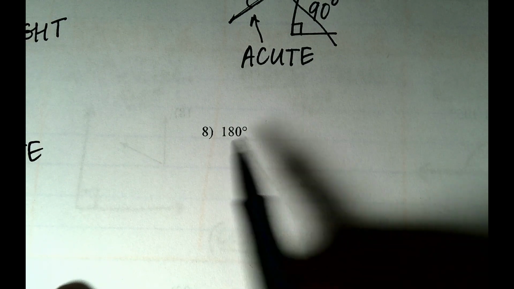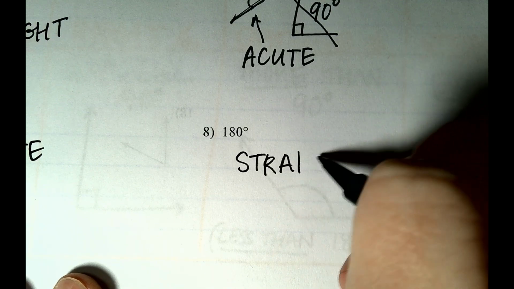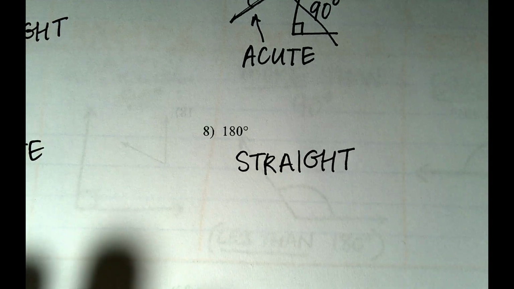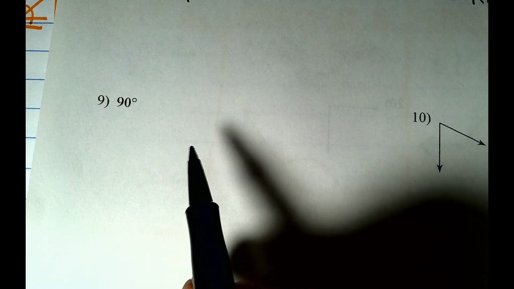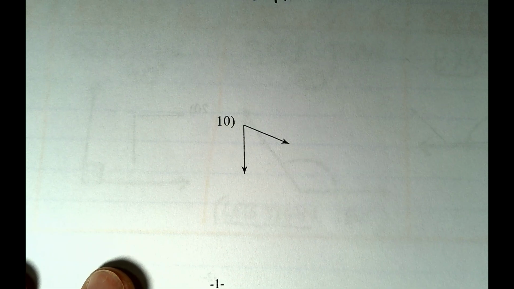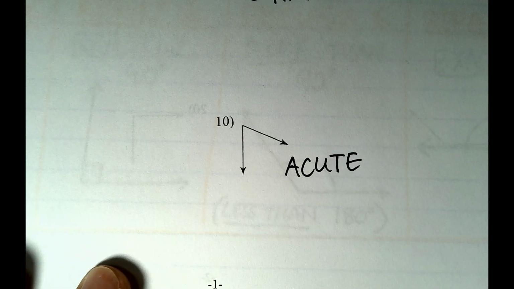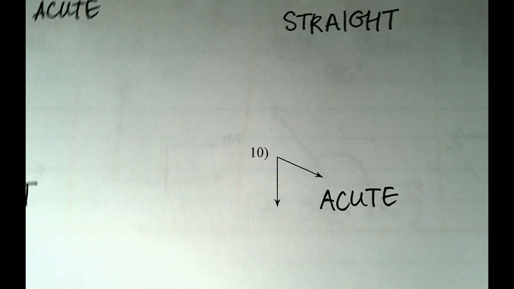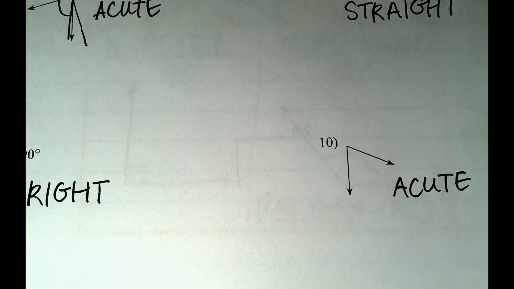What about number 8? What's this? Great. Straight. Exactly 180 degrees. Perfect. What about this one? Right. Right angles are exactly 90 degrees. Okay, last one, number 10. What's this? Acute. It's a little angle. Acute.